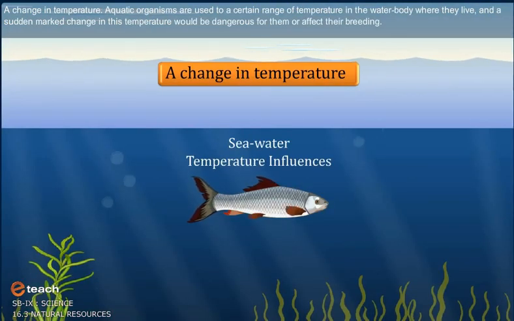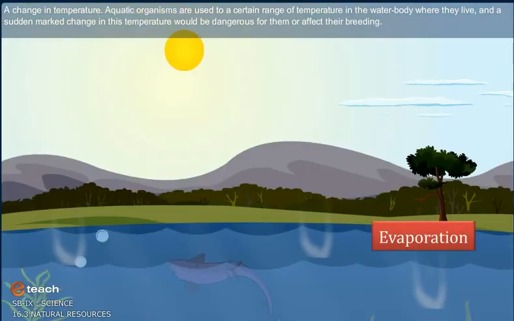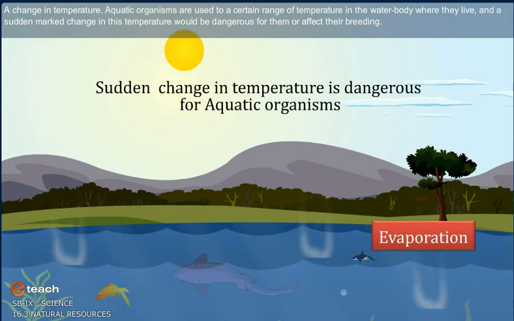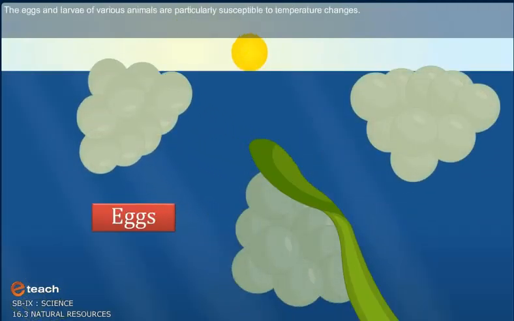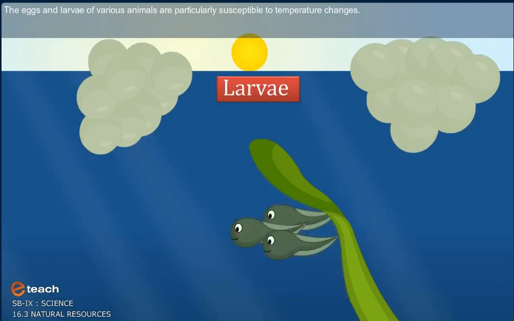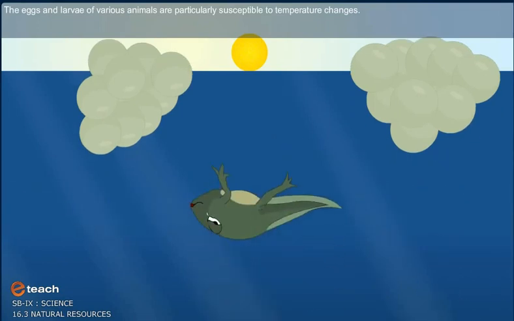3. A change in temperature. Aquatic organisms are used to a certain range of temperature in the water body where they live. And a sudden marked change in this temperature would be dangerous for them or affect their breeding. The eggs and larvae of various animals are particularly susceptible to temperature changes.